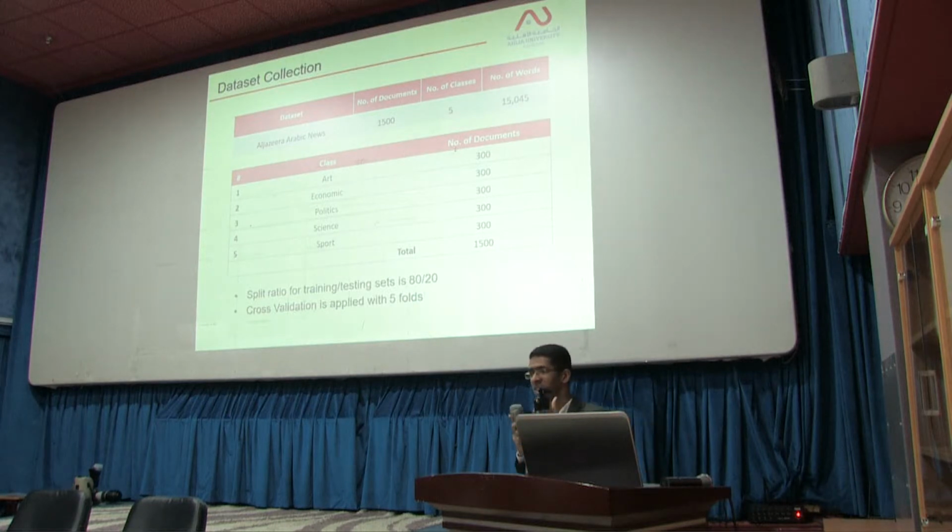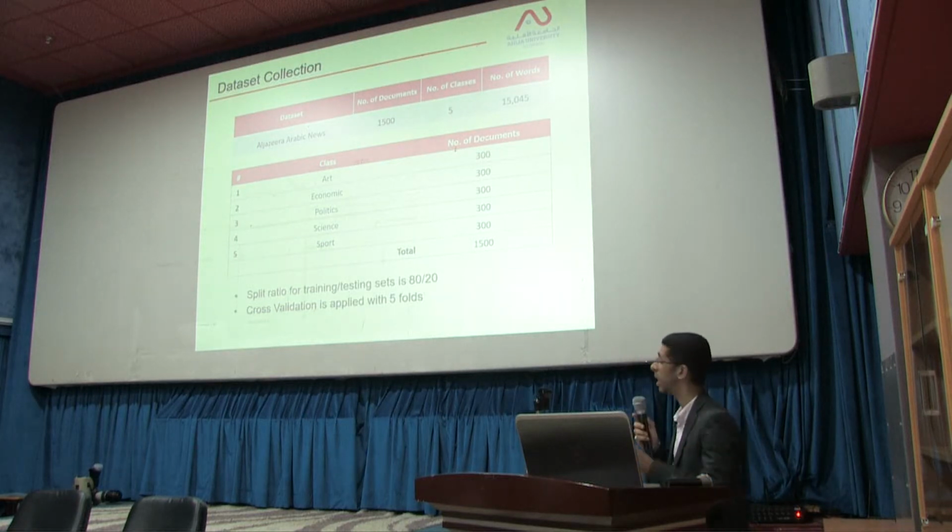I have collected at least four data sets for Arabic, but I chose this data set based on different metrics. First, it has multiple categories, for example five categories, which is a good number for categorizing text. It has a balanced number of documents. We categorize the documents into different classes: art, economic, politics, science, sport. The number of documents for each class is balanced, which gives accurate results when we apply the classifier and measure its accuracy. The data set is the Al Jazeera Arabic News data set with 1,500 documents, five classes, and more than 15,000 words.